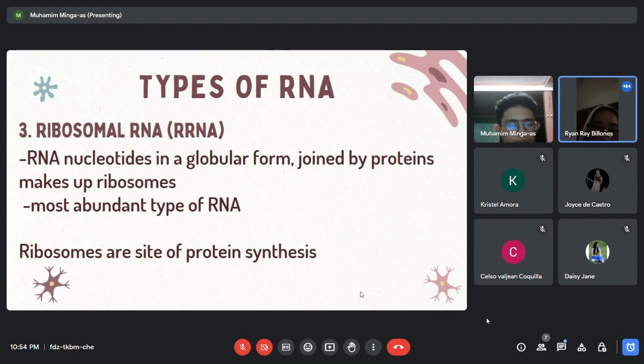The last one is ribosomal RNA, or rRNA. It is responsible for translation, or the process our cells use to make proteins. rRNA is responsible for reading the order of amino acids and linking amino acids together.